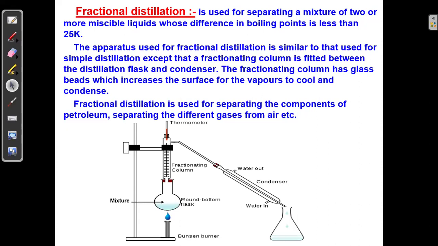And as one moves up on this fractionating column, the temperature will decrease. So only those substances which have a low boiling point will travel up. Those which have a high boiling point cannot travel up and will be separated at the bottom. This technique is used for separating a mixture of two or more miscible liquids whose difference in boiling points is less than 25 Kelvin or less than 25 degrees.